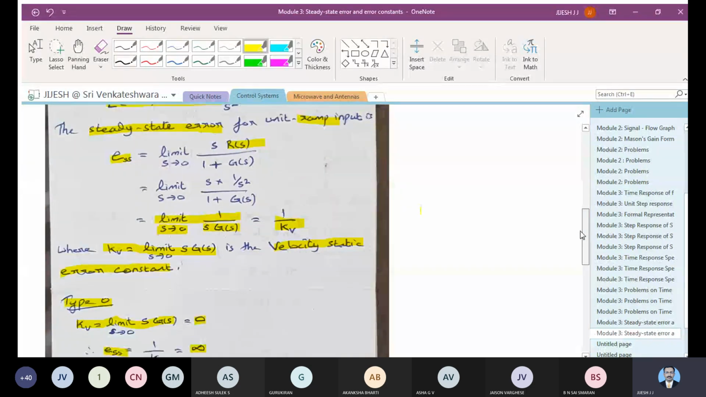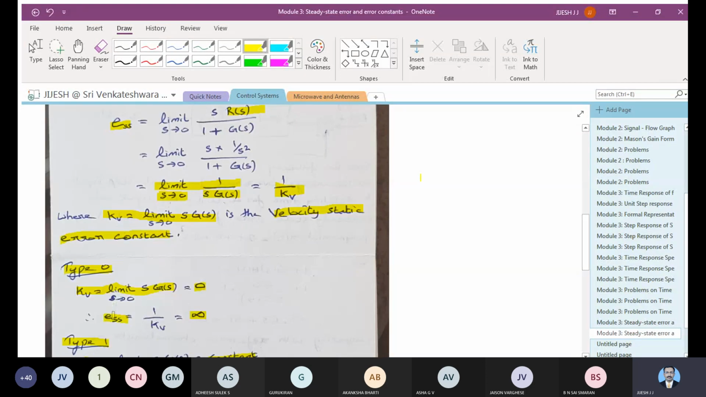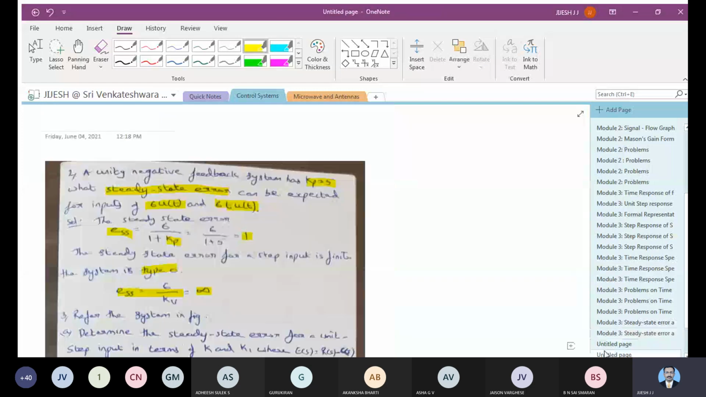So all these things you should understand, memorize, and use when the problems are being asked. So ESS will be 6 divided by kV. When it is given as type 0, you have to think that ESS will go towards infinity. So no need of thinking that kV is not given to you. This kind of problem can also be asked for you to simplify. So the unity negative feedback system, Kp is given. You are asked to find out the steady state error for these inputs.